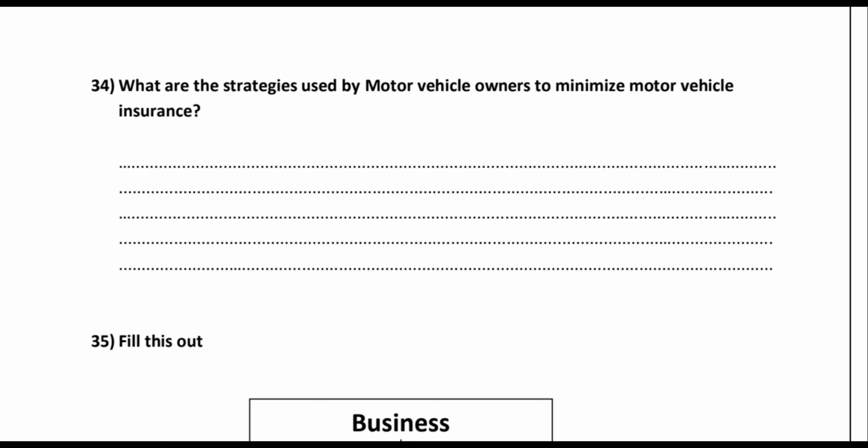Or bodily injury per accident. This is the minimum compensation. Or the property damage per accident. This is the minimum compensation to be paid. Like that, you're setting a limit. So if you set a minimum compensated limit, then your premium payment will reduce. Okay, so that's a strategy used.